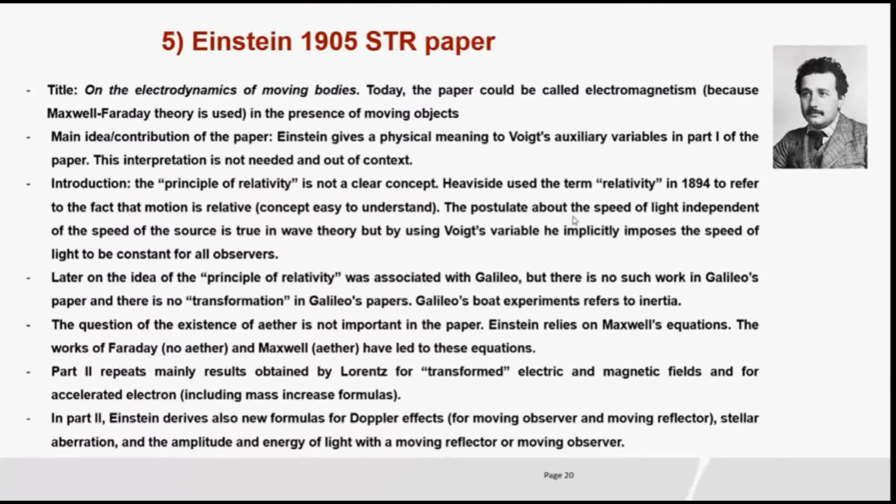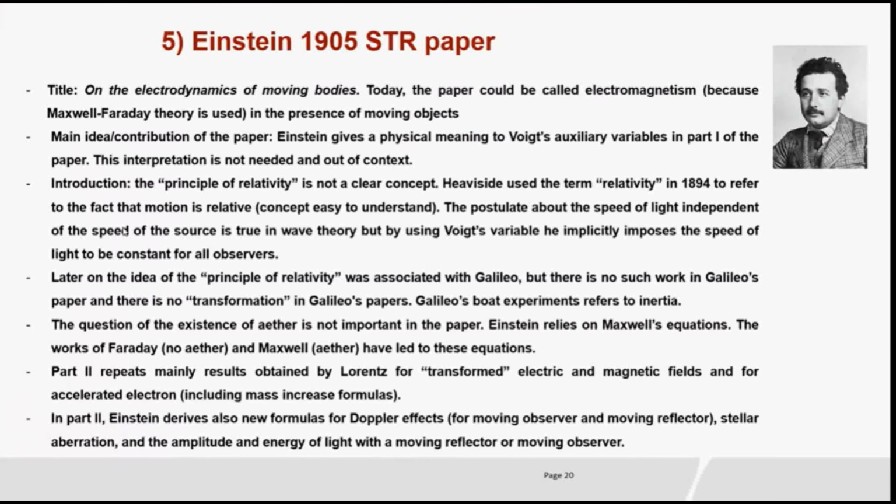The postulate about the speed of light being independent of the speed of the source is true for the wave theory. But when he used Voigt's variables, he implicitly imposed the speed of light to be constant for all observers. We will see that in the simulation. If you move the source, the speed of propagation doesn't change. So the way the postulate is written is okay.